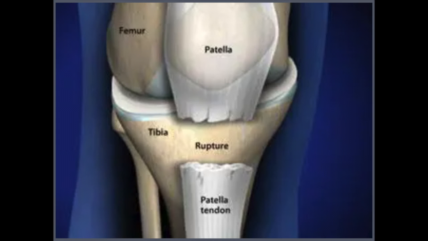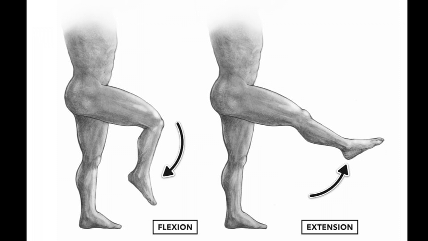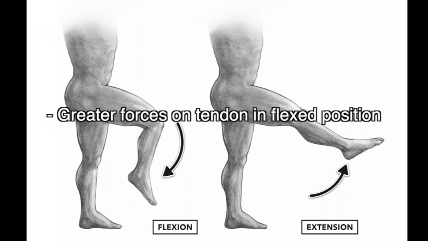The most common way this tendon ruptures is when a person suddenly contracts their quadricep muscles when the knee is in a flexed position. This is because there are greater forces on the tendon when the knee is flexed.